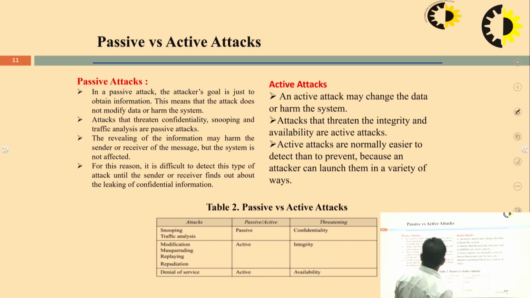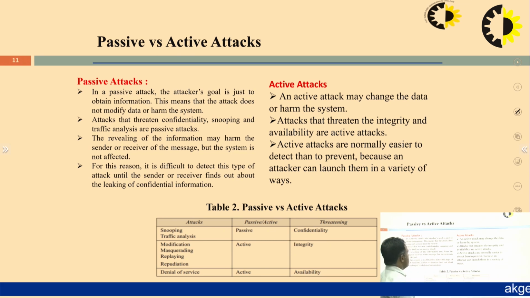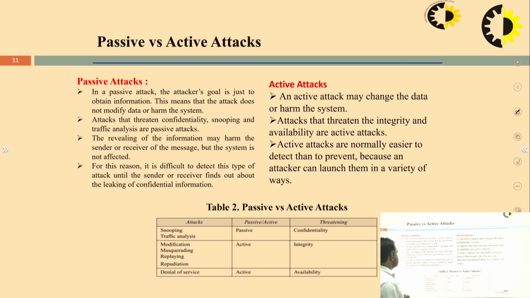Next point: attacks that threaten confidentiality, snooping and traffic analysis, are passive attacks. Inside the passive attacks there are these categories: snooping and traffic analysis are passive attacks. The purpose of passive attacks is only to grasp the information without harming the system. But attacks that threaten integrity and availability are active attacks. In an active attack, the core concept is that the attacker changes the integrity of the message. The revealing of the information may harm the sender or receiver of the message, but the system is not affected.